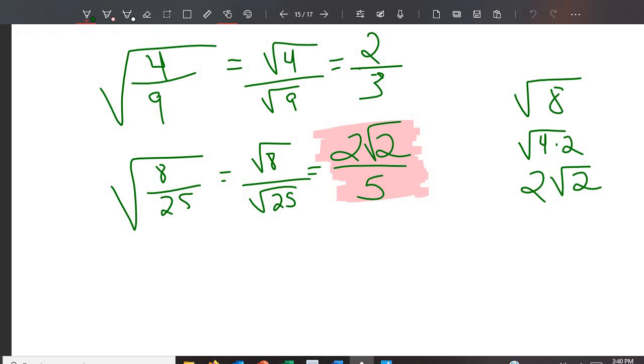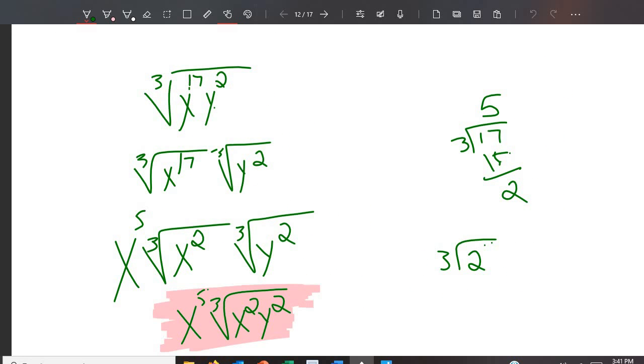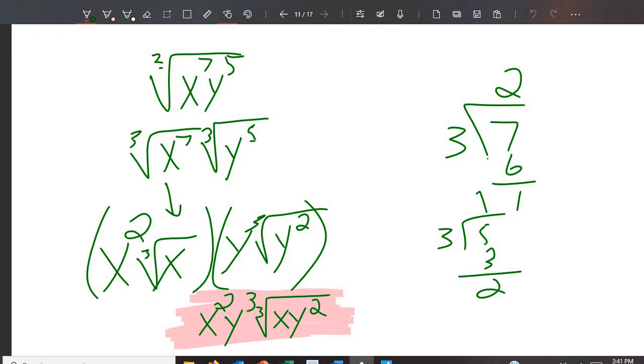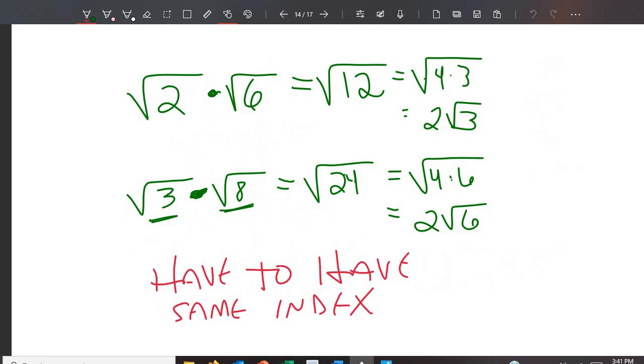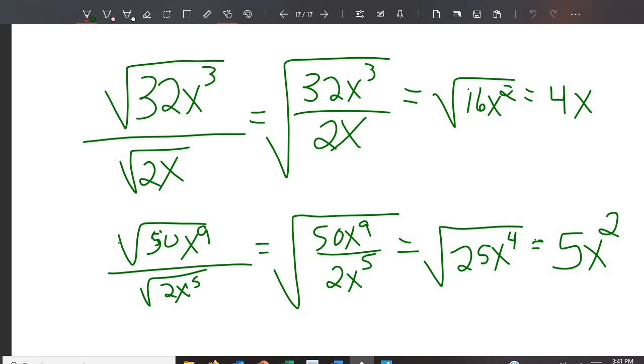But if you can do the first part of this, back up. If you understand all this stuff on these first slides, then you can do the multiplication. You can do the division problems. If you understand how to simplify each piece, you can do this.